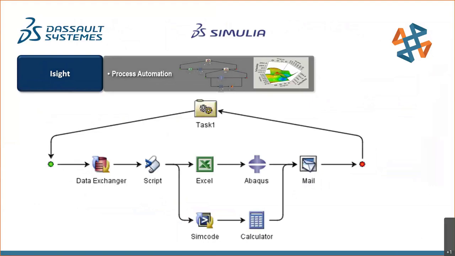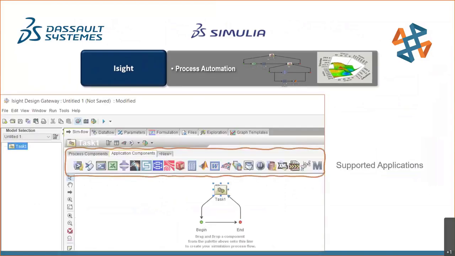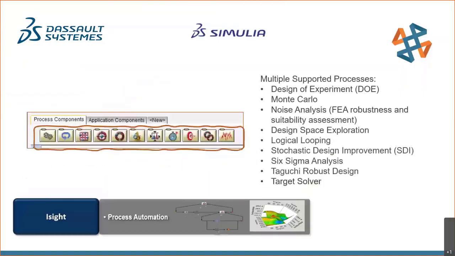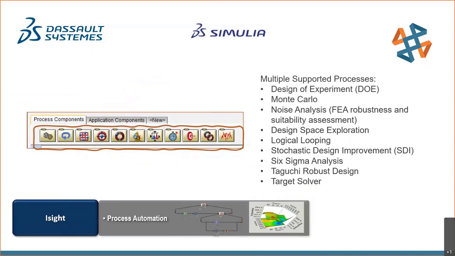So the process automation setup is done quite easily with the graphical workflow that's available in iSight. Multiple supported applications can be added to the workflow. You'll notice many familiar ones like SOLIDWORKS and Microsoft Excel in this list here. The drag and drop basically builds the process flow. And then we can simulate many processes, including design of experiments, Monte Carlo, Six Sigma, and a solution that would achieve, say, a targeted value.